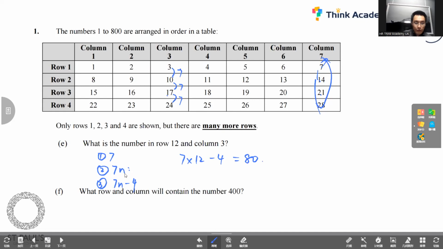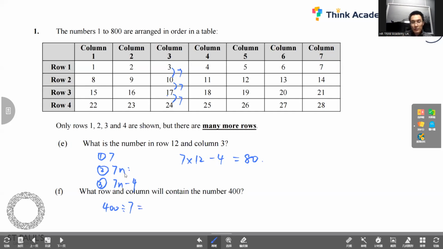All right. And then question F: what row and column will contain the number 400? Now, this time we're doing it in the opposite direction. We know the number. We want to find what row and column it will be in. So the way we do it is we look at how many numbers there are in each row. One row is one cycle, and there are 7 numbers in each row, meaning there are 7 numbers in one cycle. So we use 400, which is the total number of numbers we have, and divide by 7, the number of numbers in every cycle.